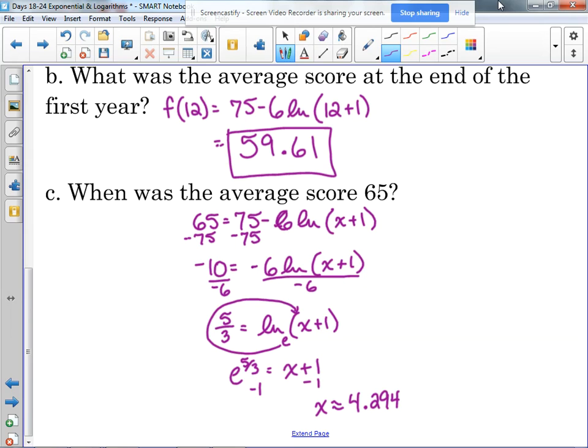Well, what are we talking about? That's the 4th month. So during the 4th month. So it kind of quickly gets to a lower score. We were at a 75 originally, and after 4 months, we're already at a 65. So kind of interesting there.